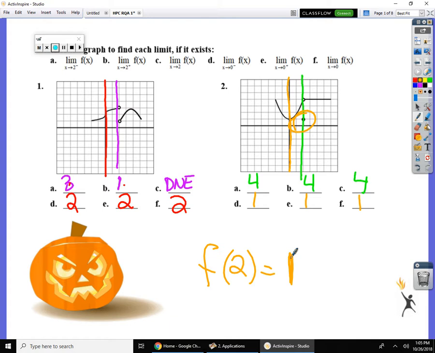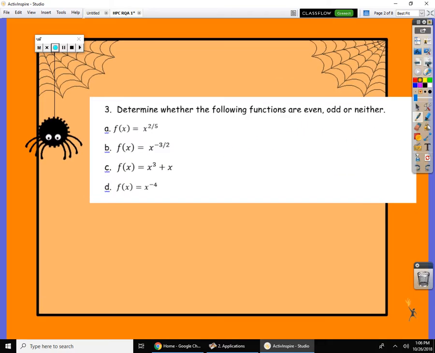Yes? What are you talking about, the limits at 0? Are you talking about D, E, or F? Question A? 2A. I know, but we have to look at this. It's talking about a wall at 2. You good? Okay. All right, next question.